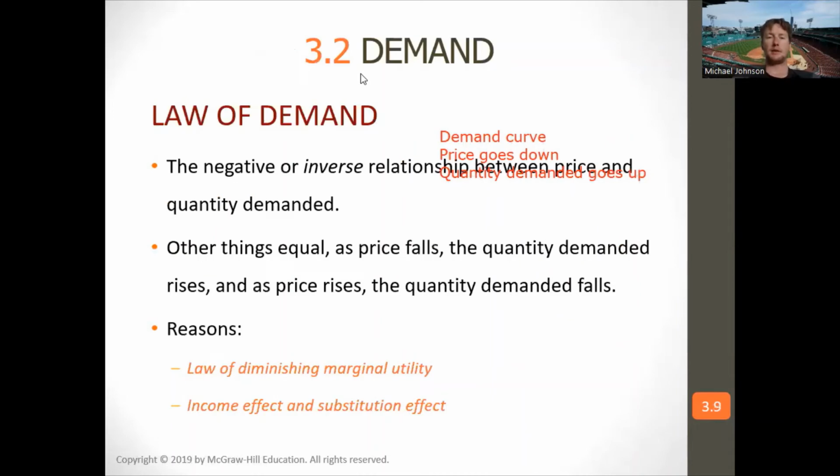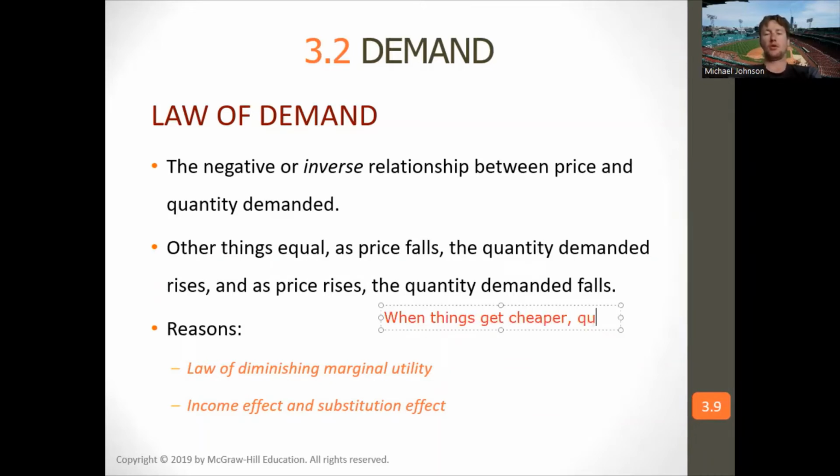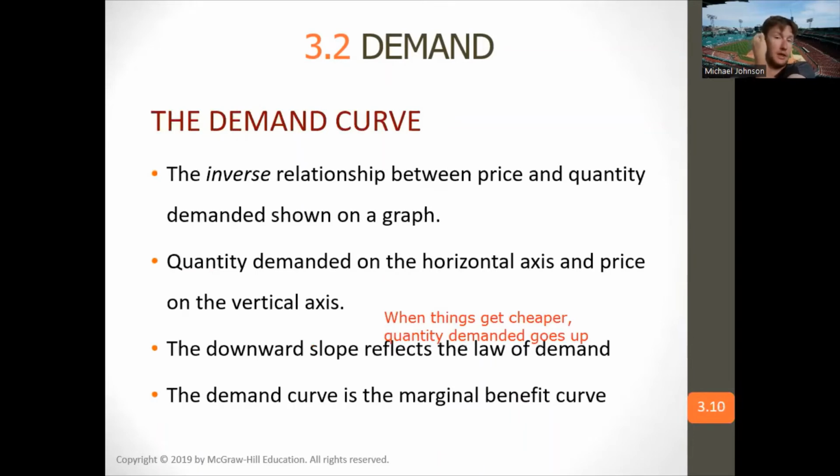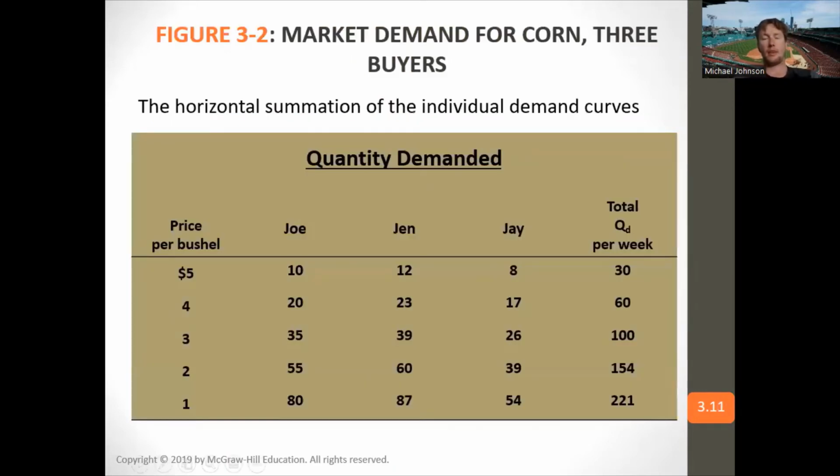And then the law of demand is the negative and inverse relationship between price and quantity demanded. Other things equal, as price falls, the quantity demanded rises, and as price rises, the quantity demanded falls. So when things get cheaper, quantity demanded goes up. And then law of diminishing marginal utility, income effect, substitution effect. The demand curve is the inverse relationship between price and quantity. Demand is shown on a graph, with quantity demanded on the horizontal axis and price on the vertical axis. The downward slope reflects the law of demand. The demand curve is the marginal benefit curve.